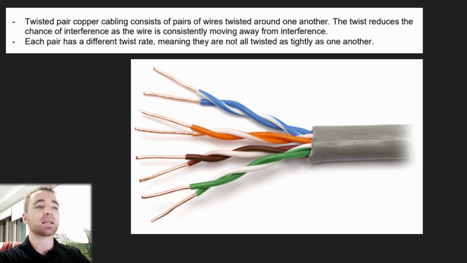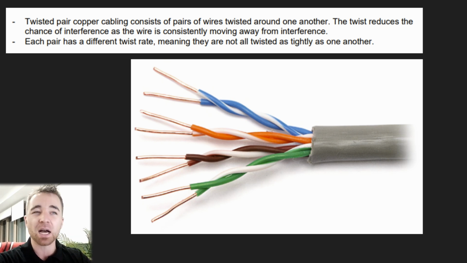A type of copper cable is a twisted pair copper cable. Now, it's pretty much exactly what it sounds like, guys. If you have a look at the image here, you have multiple pairs of wires and they are twisted around one another. You might be thinking to yourself, why would you twist them around each other? There's actually a purpose to that. The twist reduces the chance of interference as the wire is constantly moving away from interference. So by twisting it around each other, you're always moving it away from the interference and therefore reducing any chance of interference at all, okay? So the purpose of that twist is to reduce interference.